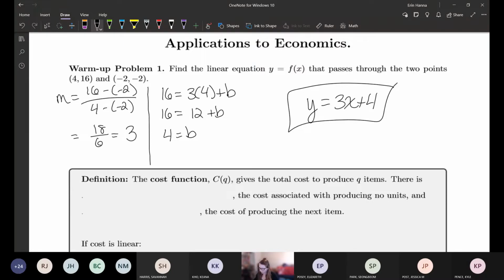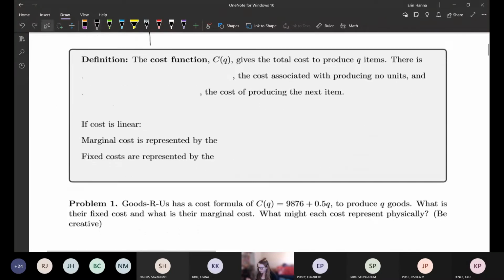So here we go. Definitions. The cost function, which is usually given as C of Q, gives the total cost to produce Q items. There are two types of costs. There's the fixed cost.